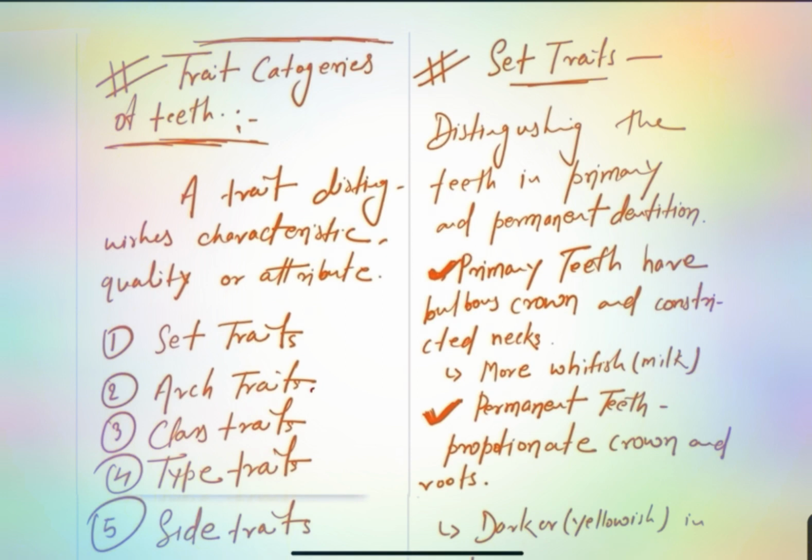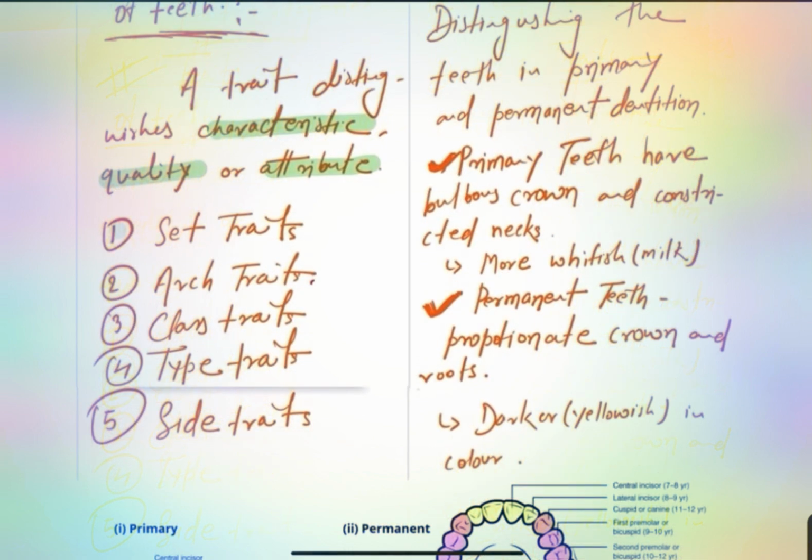You know as well. See, trait categories of teeth. Actually, a trait category distinguishes the characteristic, quality or attribute. Okay, so there are 5 trait categories: set trait, arch trait, class trait, type trait, and side trait.